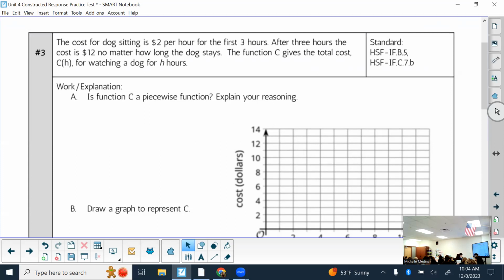What makes something a piecewise function? We learned that yesterday. I had you write it down. Piecewise functions. Lauren? And there are different intervals, and what about those intervals?